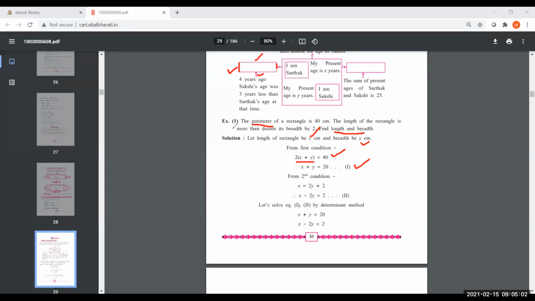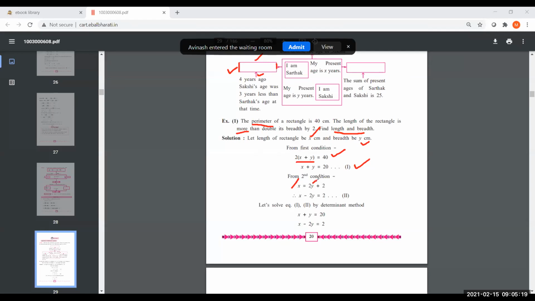By whom is it more? More than double its breadth by 2. Length is more than breadth. But what is the exact relation? So we take x equals, what is it bigger than? Than the breadth. By how much? Double the breadth.